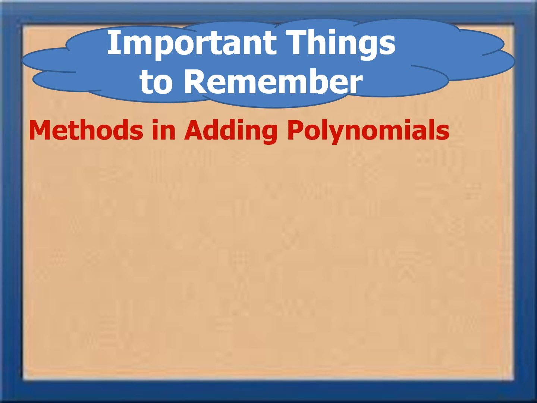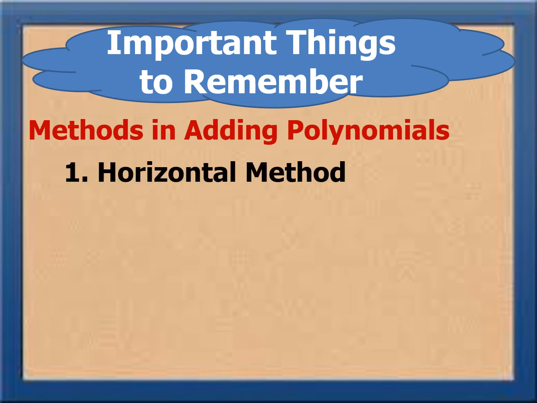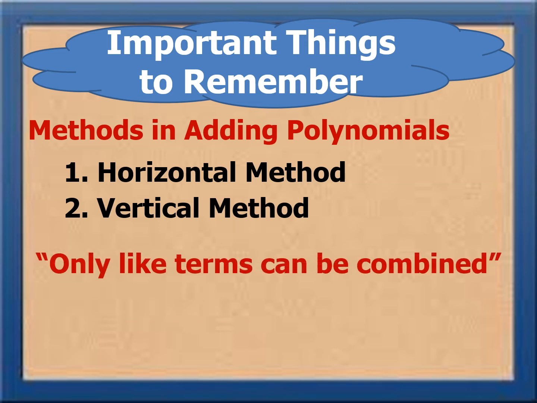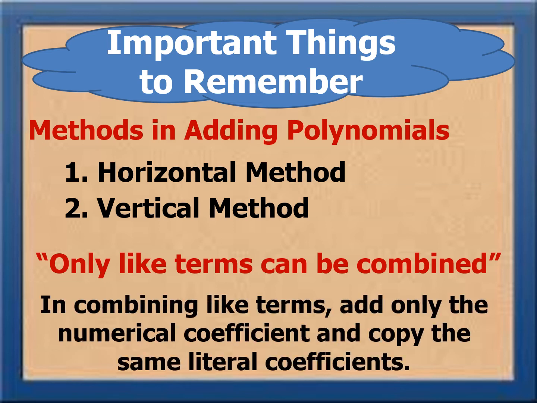Methods in adding polynomials. How are we going to add polynomials? There are two methods. First is the horizontal method and the second one is the vertical method. Always remember, in adding polynomials, only like terms can be combined. In combining like terms, add only the numerical coefficients and copy the same literal coefficients.